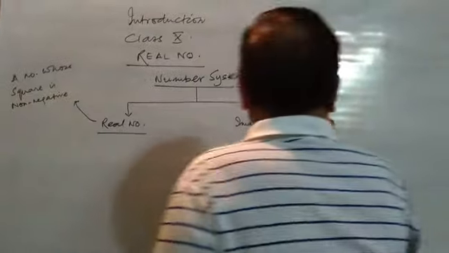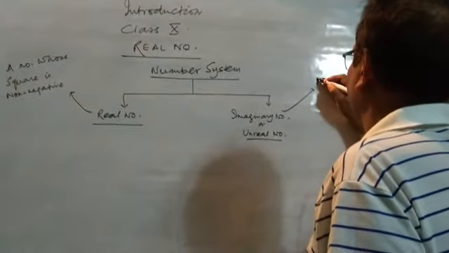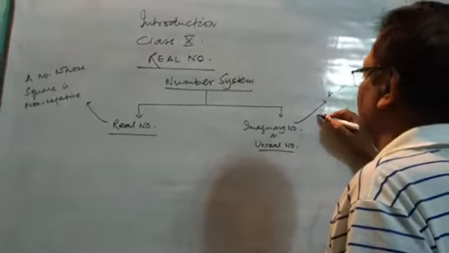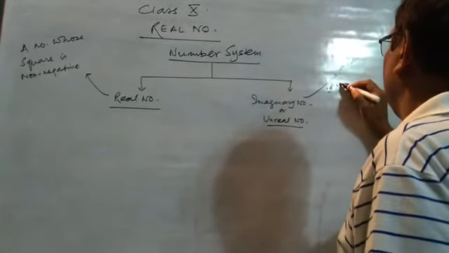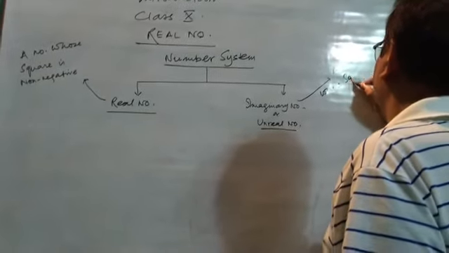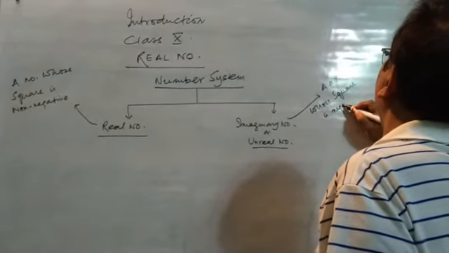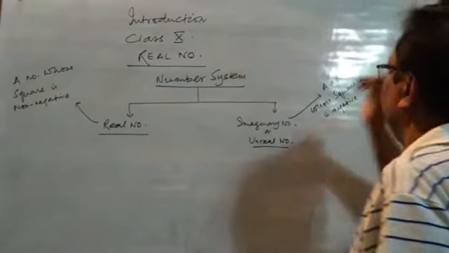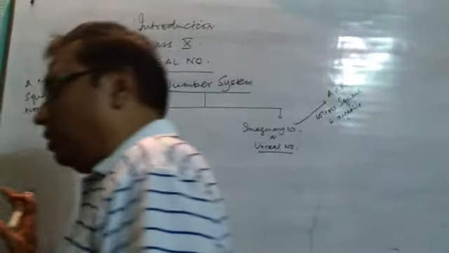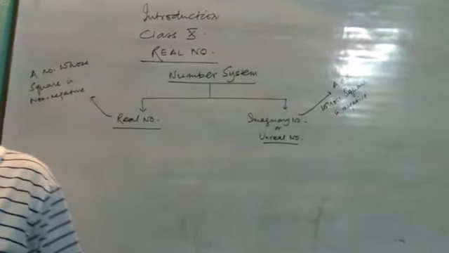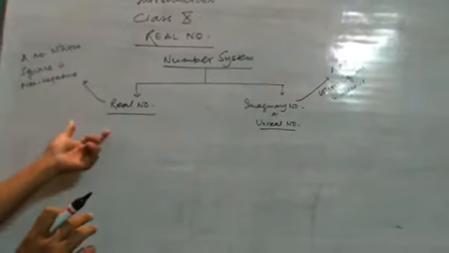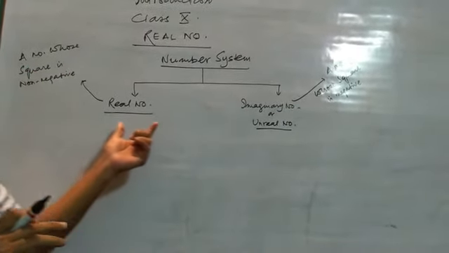An imaginary number is a number whose square is negative. Remember, we have to learn real numbers in detail. So, a number whose square is non-negative is called a real number.